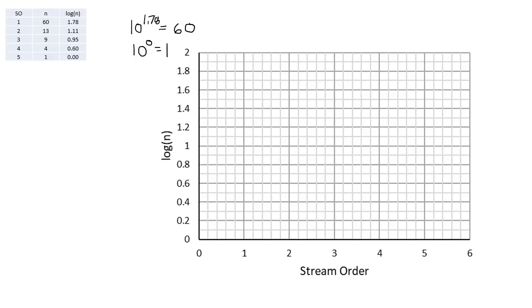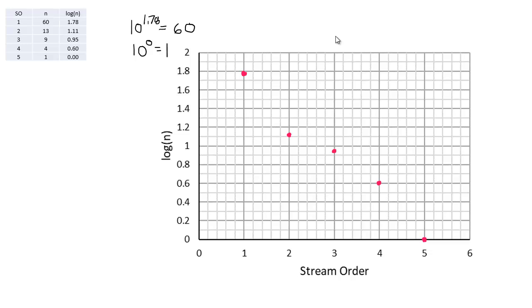And now I'm going to plot the stream order versus the logarithm. So I'll plot the first one here. So for a stream order of 1, the log is 1.78. So there is 1.8. So it's somewhere right over here. And I'm going to continue plotting each of these data points for the 5 stream orders. So here's what they look like. And you can see that they sort of fall along a line. Not exactly, but kind of along a line.